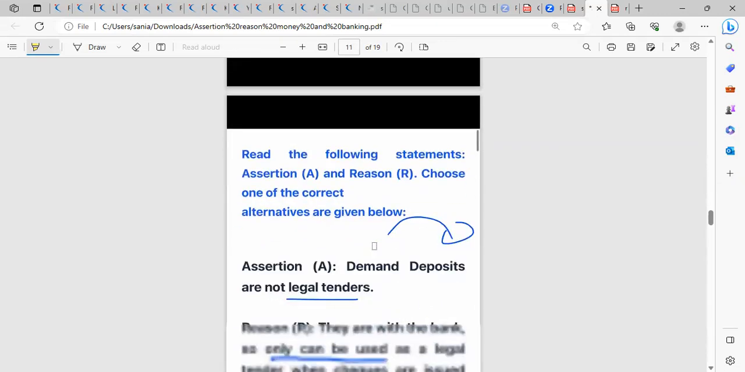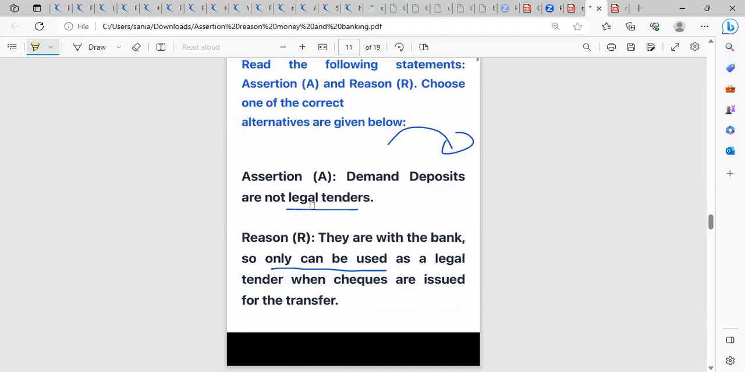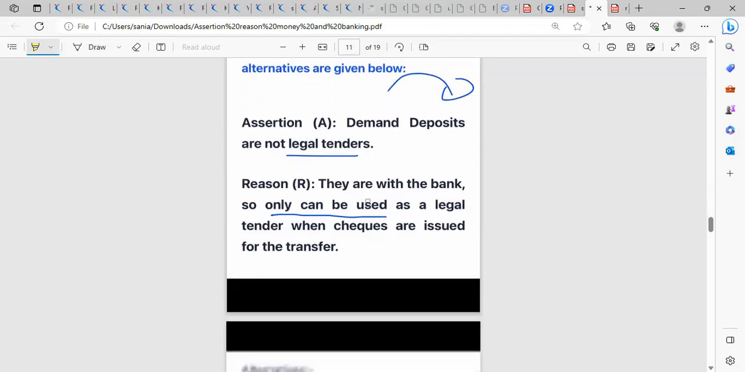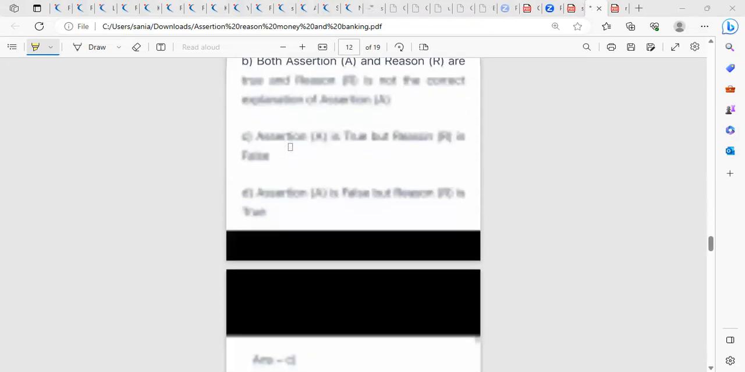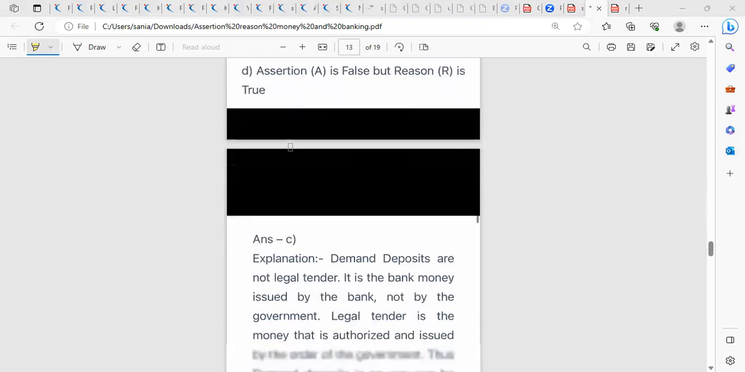Yes, ma'am. Now after that, demand deposits are not legal tender, and the reason is they are with the bank, so they can only be used as legal tender when checks are issued for the transfer. What do you think? Ma'am, A. Yes, ma'am. Okay, let's see. Over here, the answer is C.